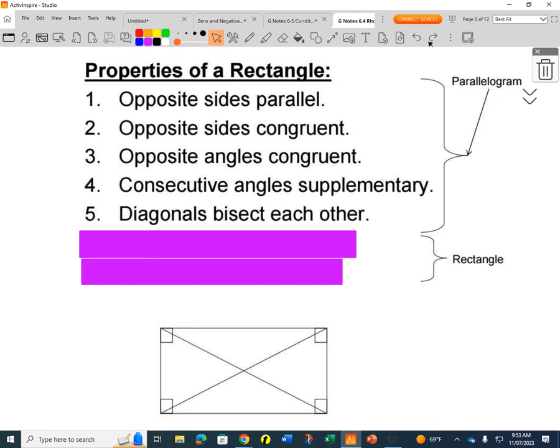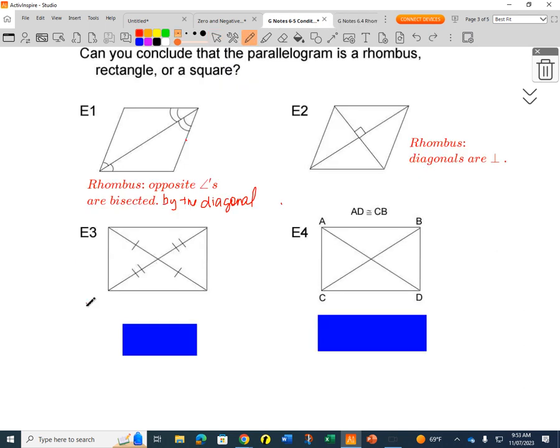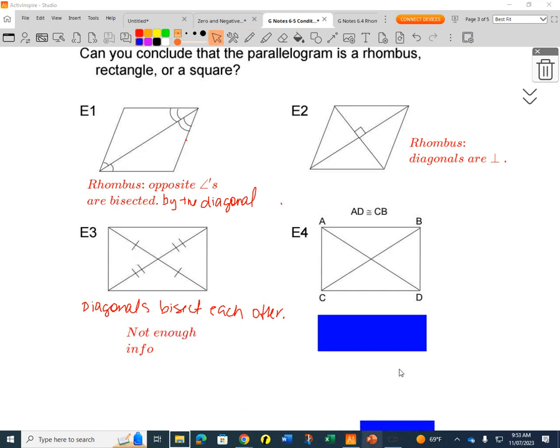So if you're having a hard time remembering it, I get it, but you got to start working on that. So we're going to say the diagonals bisect each other, because that's what it's showing here. But since that's true of all parallelograms, there's not enough information to conclude which one it is. They didn't give us any other information. We already knew that those diagonals would bisect each other, or we should have known, because that is a property of all parallelograms.